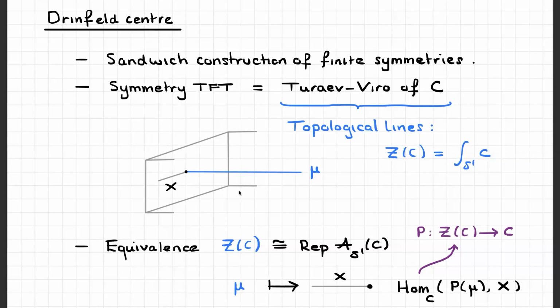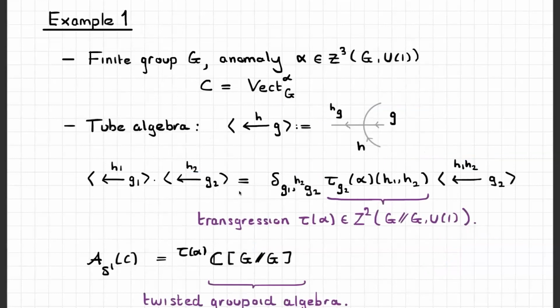So let me give then a couple of examples. So let me first look at the case where the symmetry is in fact invertible. And so here, that means that we're dealing with a finite group, G, and it might have an 't Hooft anomaly, which I'm assuming, in a nice bosonic world, is labeled by some group 3-cocycle, alpha.